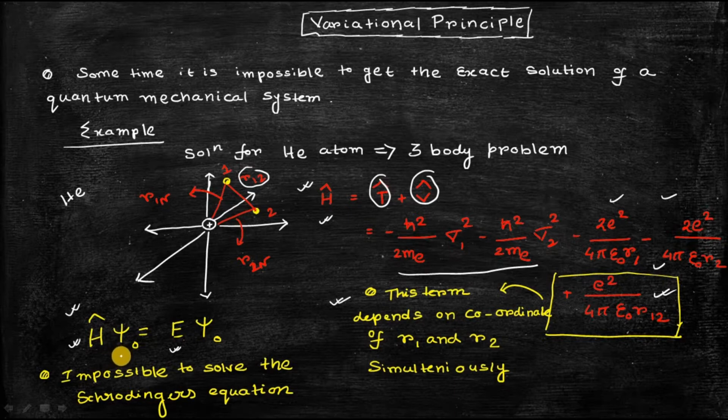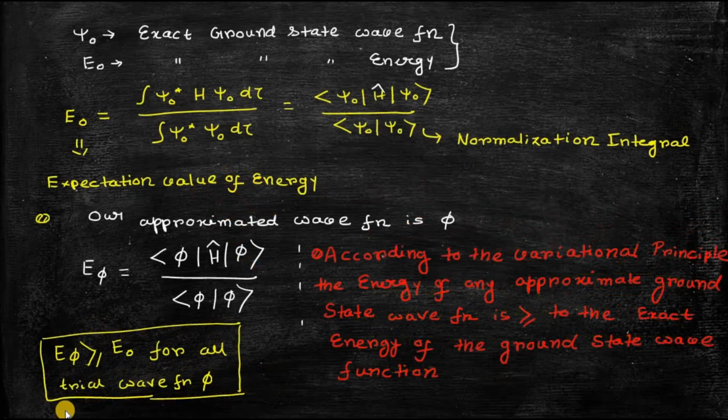So what is the solution? The best solution is to use some kind of approximation method like the variational principle. What the variational principle actually does, we will see. Suppose our main target is to determine psi 0 and E0. Psi 0 is the exact ground state wave function for some system, and E0 is the exact ground state energy associated with that system.